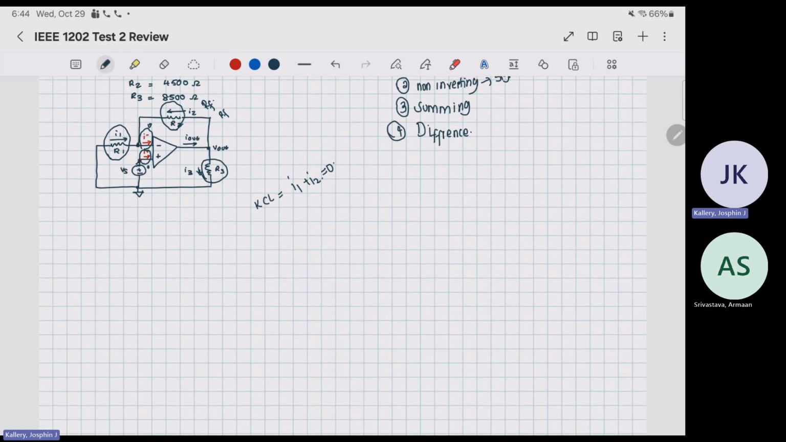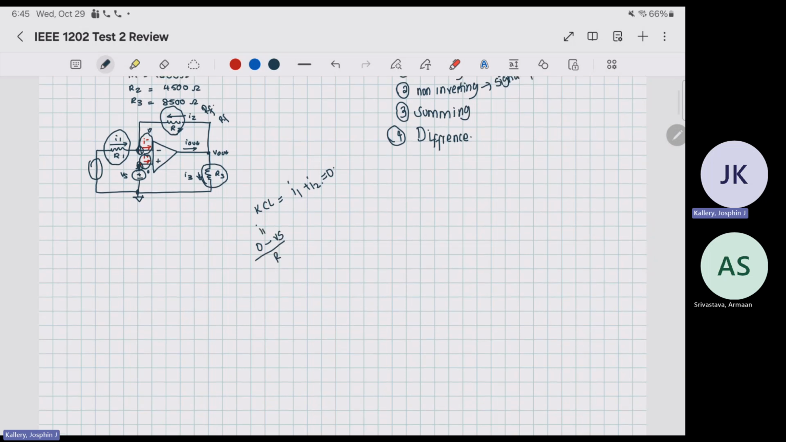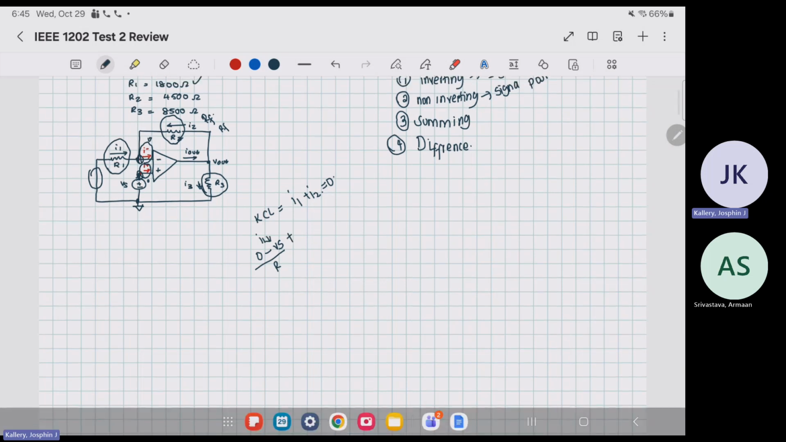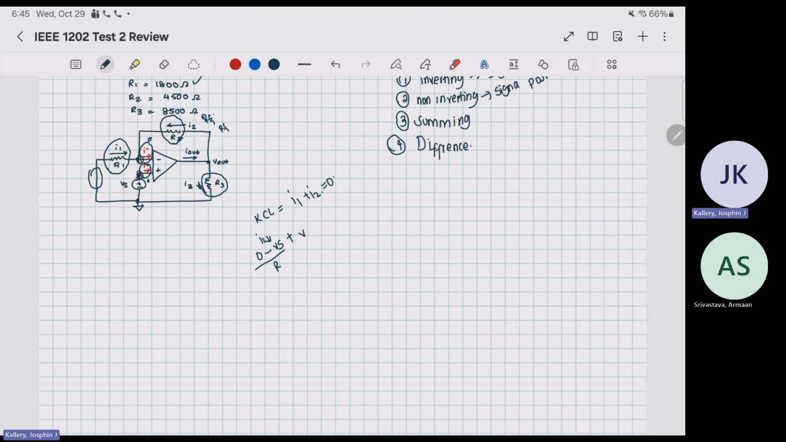So we look at here. What is the voltage here? The voltage here is 0 because it's connected to the ground. So that is going to be 0 minus the voltage here, which is the same voltage here because of the virtual short. So that is Vs over R, and that is I1. And then plus I2. For I2, the voltage here is the same as the one there, which is Vs, minus the voltage here, V out, over R2, is equal to 0.